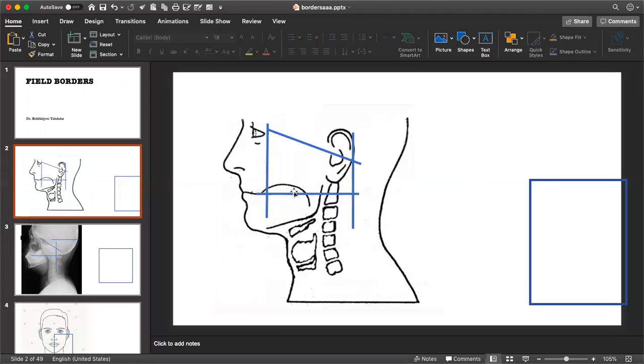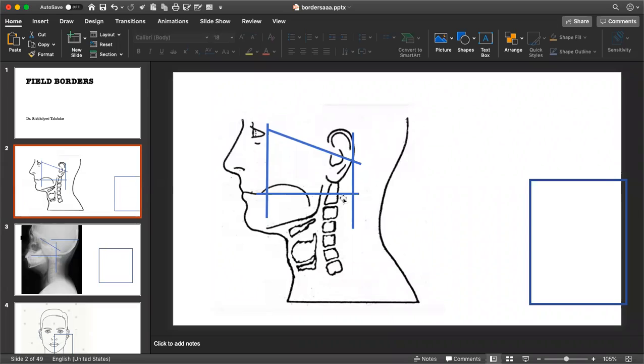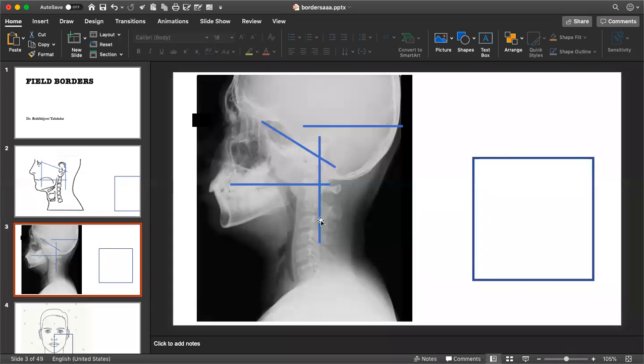So the inferior border, the angle of the mouth in an X-ray planning, should be 1 centimeter below the maxillary sinus. This is the inferior border. The posterior border in a clinical plan would be at the level of the mastoid. In an X-ray based plan, make sure it is behind the pterygoid plates.